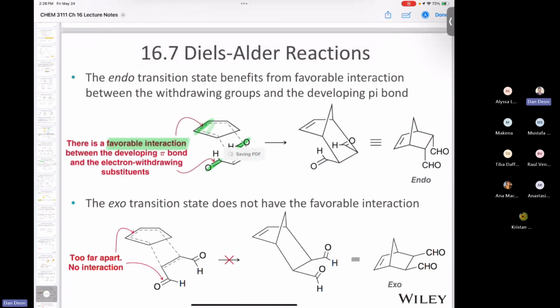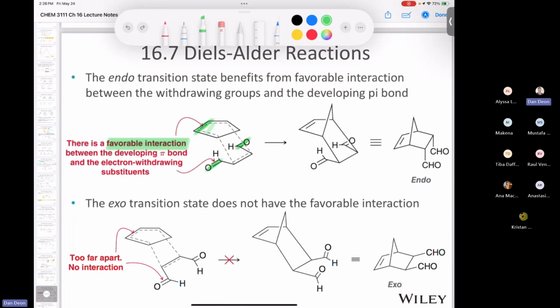In the exo transition state, you don't have that. It's just not there. You can see where the pi bond is being formed, and there's no interaction because the carbonyls are too far apart. So that's the explanation. Don't worry, Mr. Dion's not going to ask you to write an essay or provide an explanation.